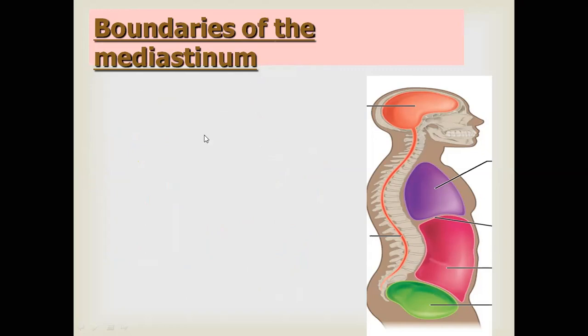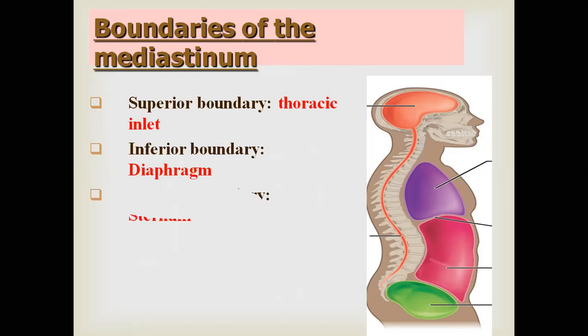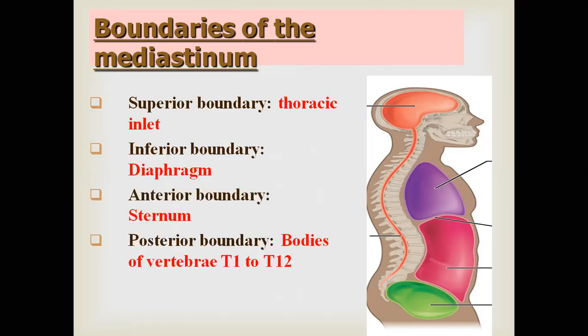This is regarding all the mediastinum: bounded by the thoracic inlet superiorly, inferiorly the diaphragm, anteriorly the sternum, and posteriorly the vertebrae. And on each side will be the right and left lung and pleura.